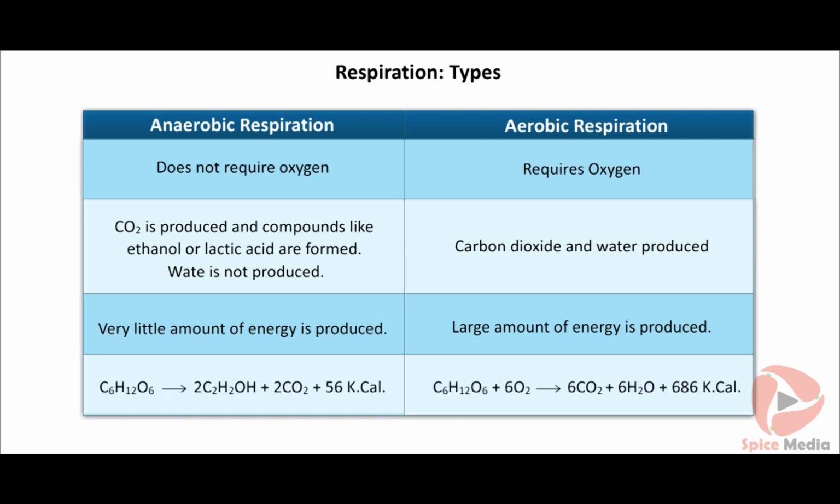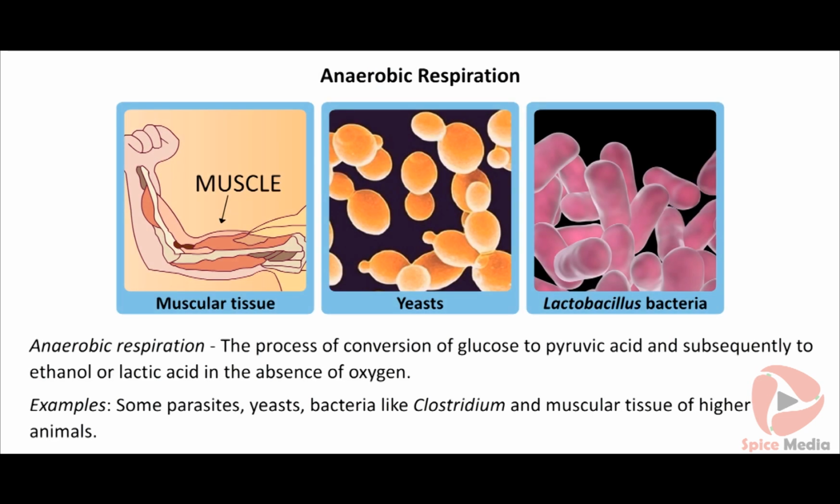Look at the overall reaction of anaerobic and aerobic respiration. The process of conversion of glucose to pyruvic acid and subsequently to ethanol or lactic acid in the absence of oxygen is called anaerobic respiration or fermentation. Anaerobic respiration is commonly found in some parasites, yeast, bacteria like Clostridium, and muscular tissue of higher animals. Click on the images for relevant text and audio.